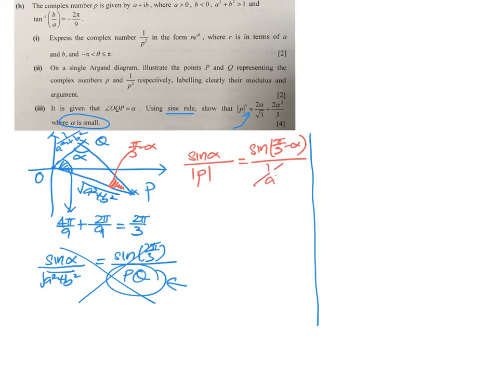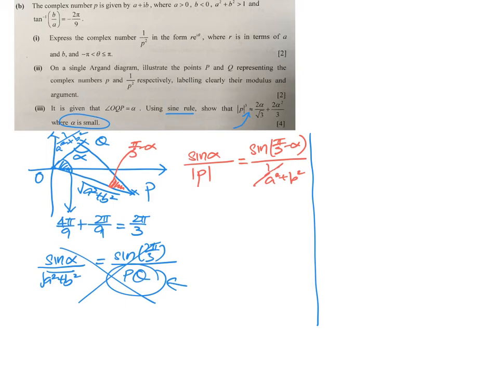So we can consider this, let me use a different color. We can consider sine alpha over the modulus P. Instead of writing square root of a squared plus b squared, let's replace that with modulus P, because that is indeed the modulus of complex number P. And we consider this angle here. This angle can be found by taking pi minus alpha minus 2 pi over 3. That will give us pi over 3 minus alpha, over 1 over a squared plus b squared.